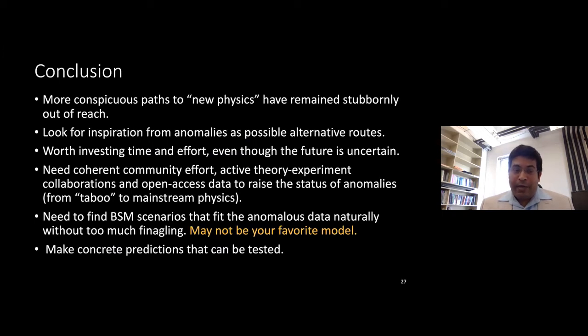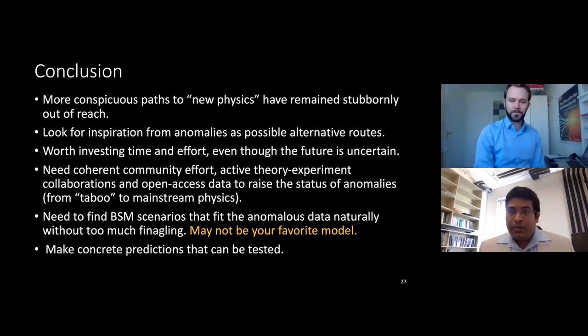And also I'd like to emphasize for the theorists that we need to find BSM scenarios that fit the data naturally. It may not be your favorite model, but we should be open-minded and look for all possibilities and try to see which one gives you the best answer. Moreover, we have to make predictions that can be tested so that we know if the model is testable or not. Okay, I think I'll stop there and take questions.